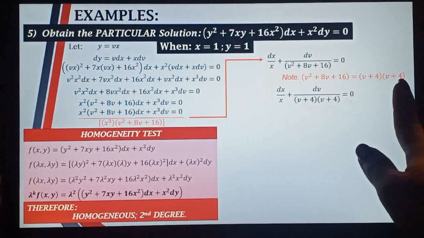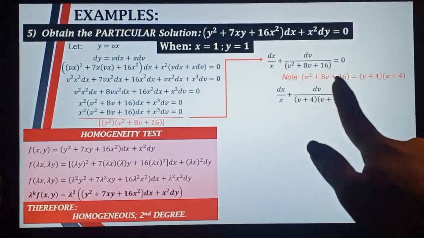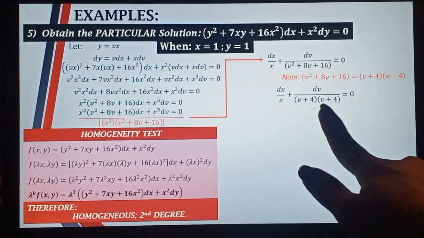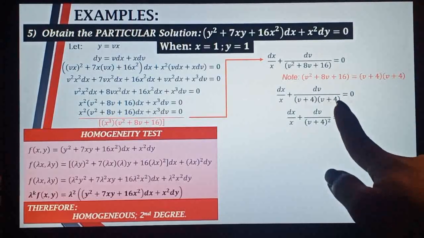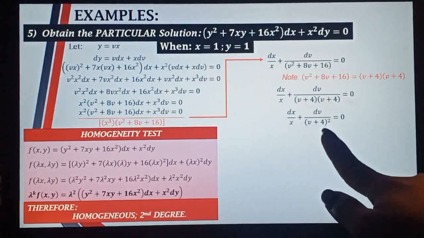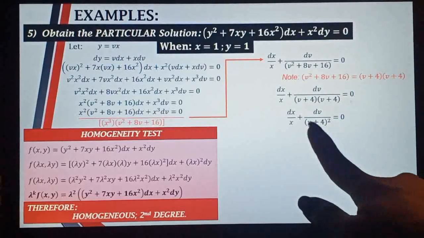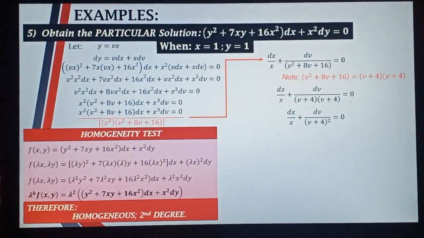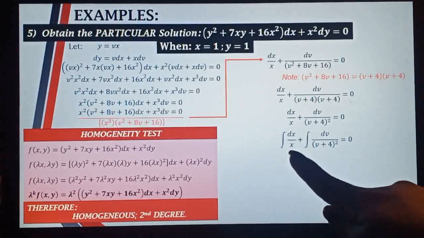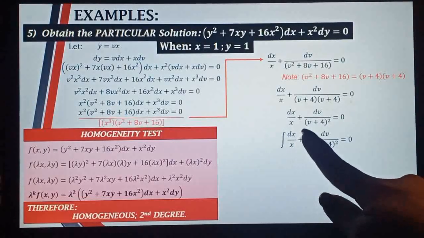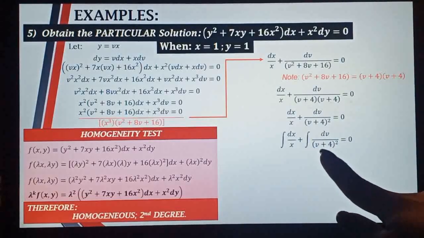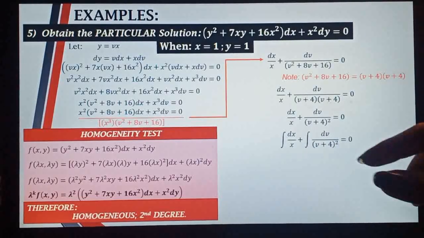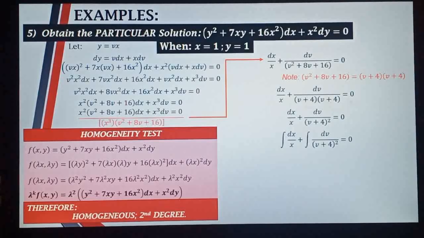So, pwede nating palitan yung term na to ng dv over v plus 4 multiplied to v plus 4. Then, since parehas sila, it can be rewritten into v plus 4 squared. Separated na si x kay v, so pwede na tayong mag-integrate. So we will now have the integral of dx over x plus the integral of dv over the quantity of v plus 4 squared equated to 0.